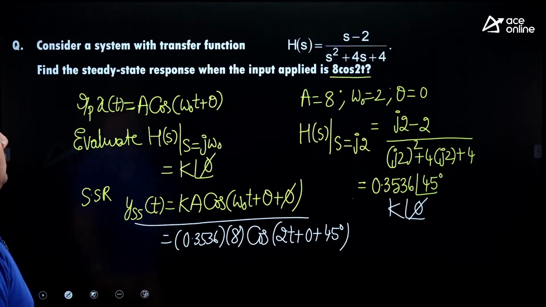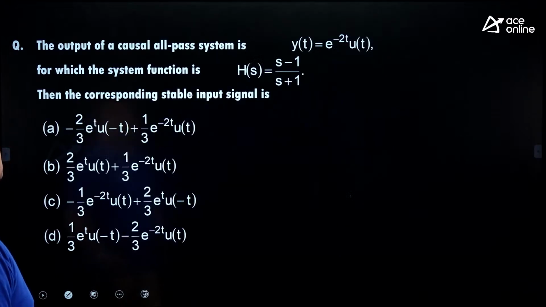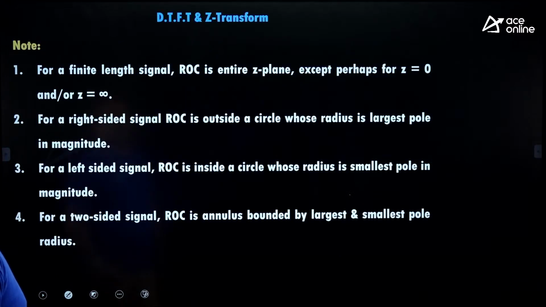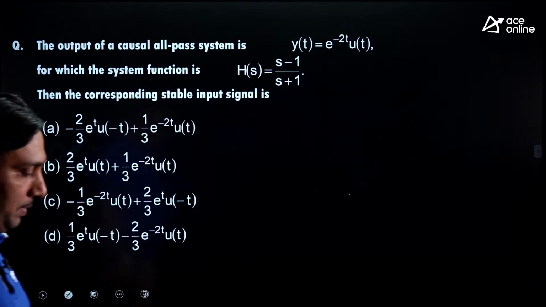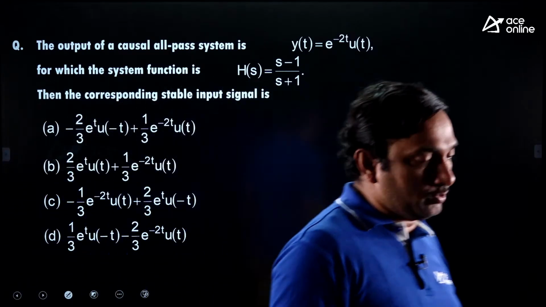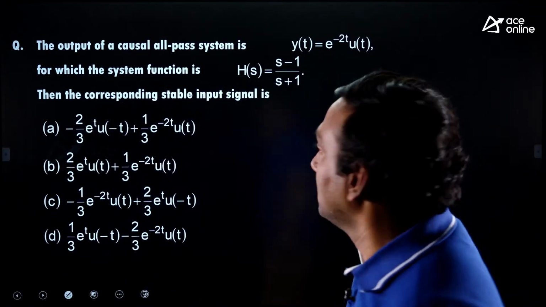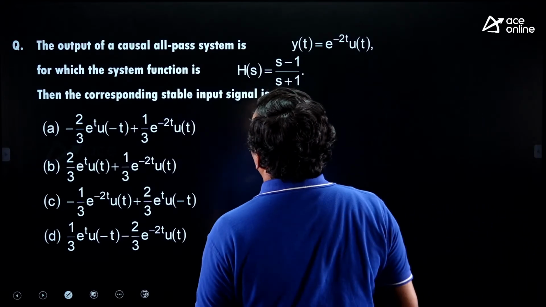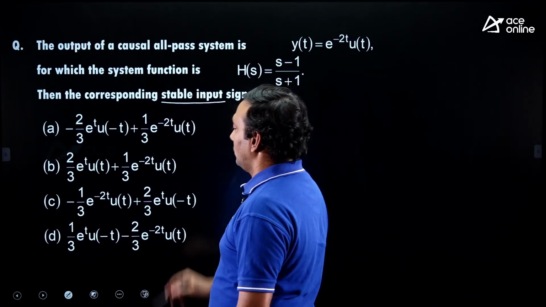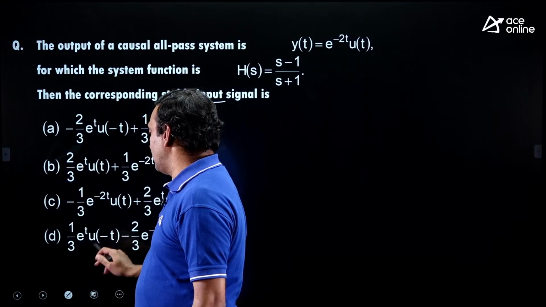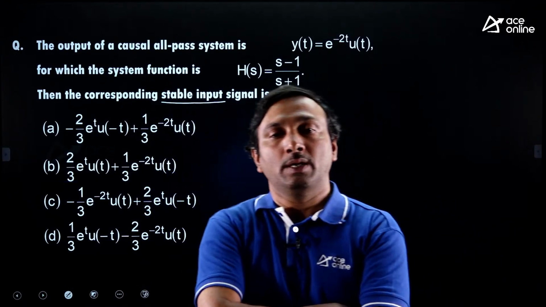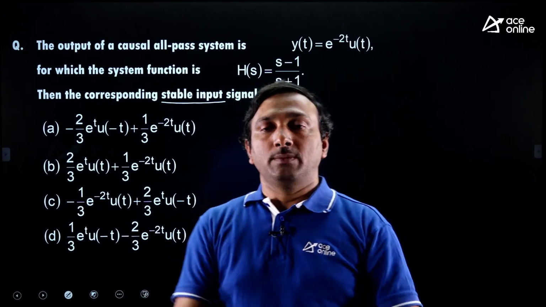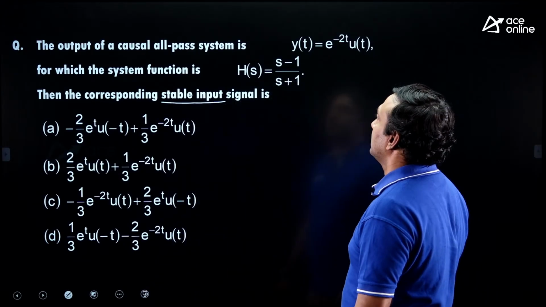Let us see one more model. Have a thought. The output of a causal all-pass system, whose transfer function is given as s minus 1 by s plus 1, is given. It is an all-pass filter. Find the corresponding stable input. To maintain stability, what is the requirement in the Laplace domain? ROC must include the imaginary axis.